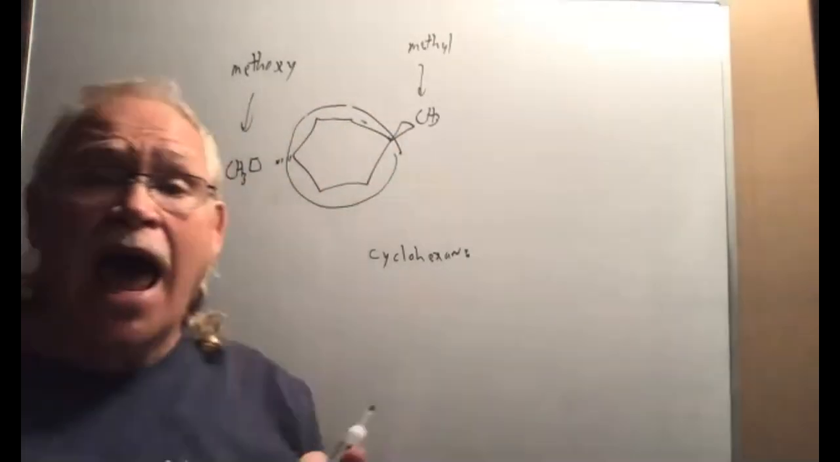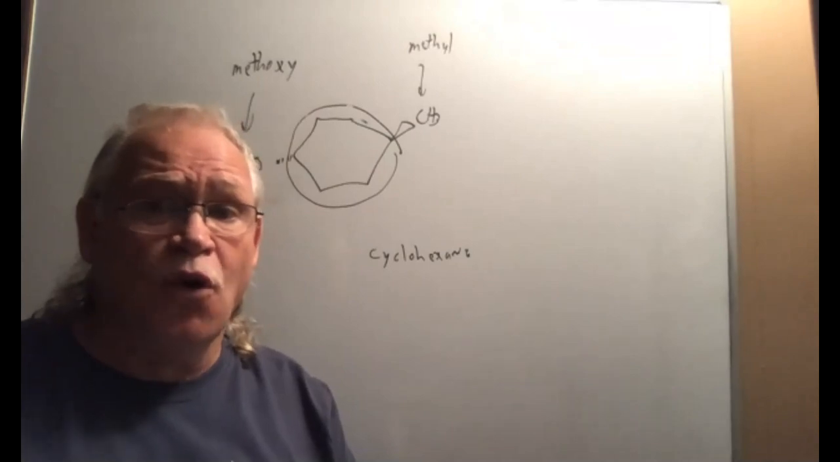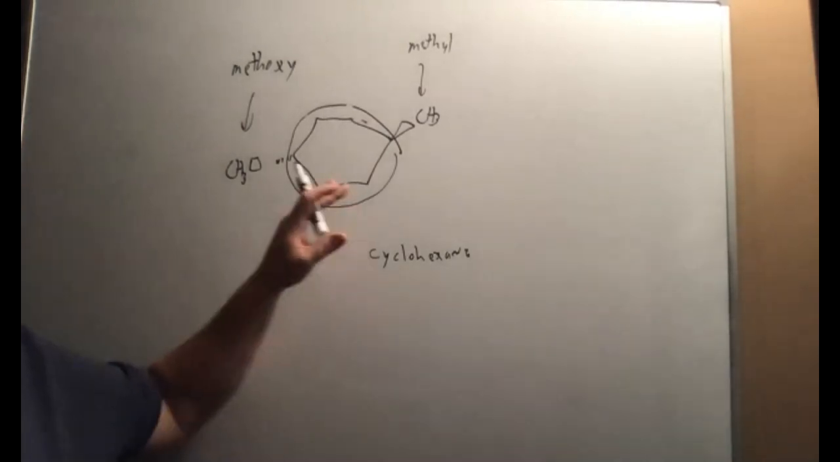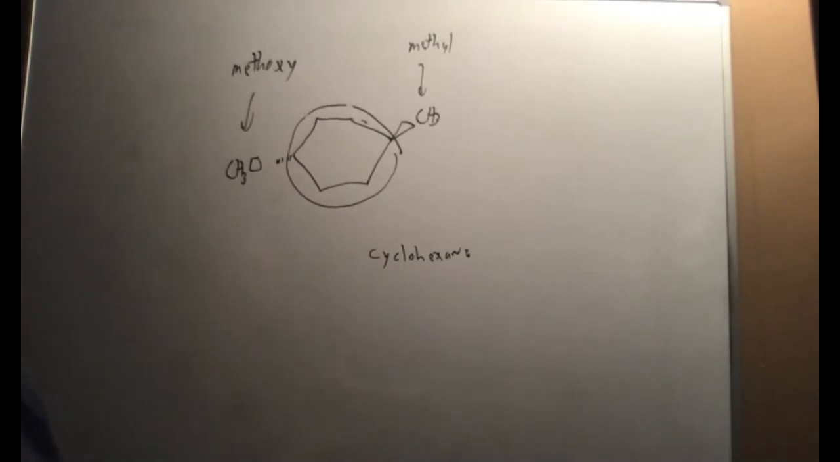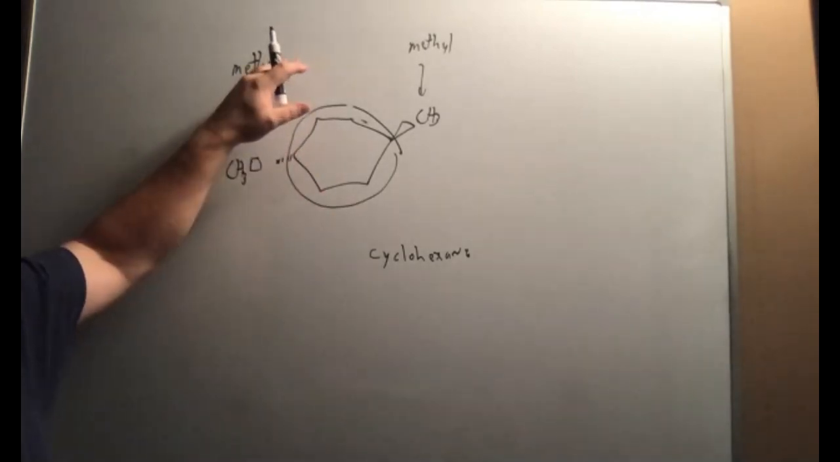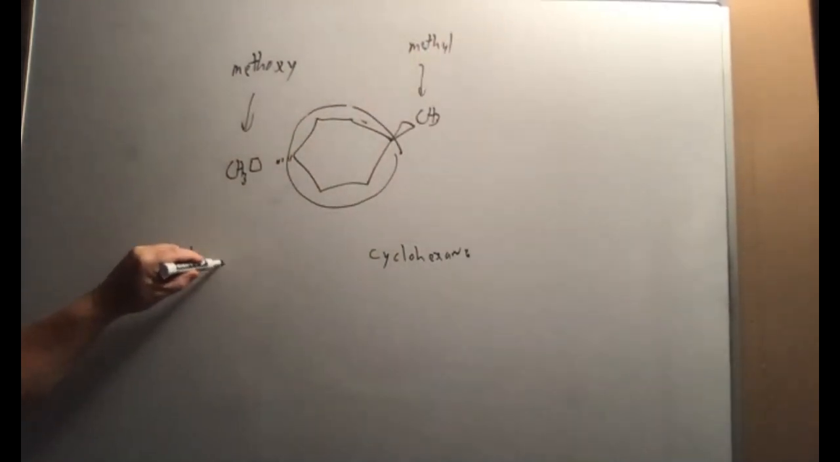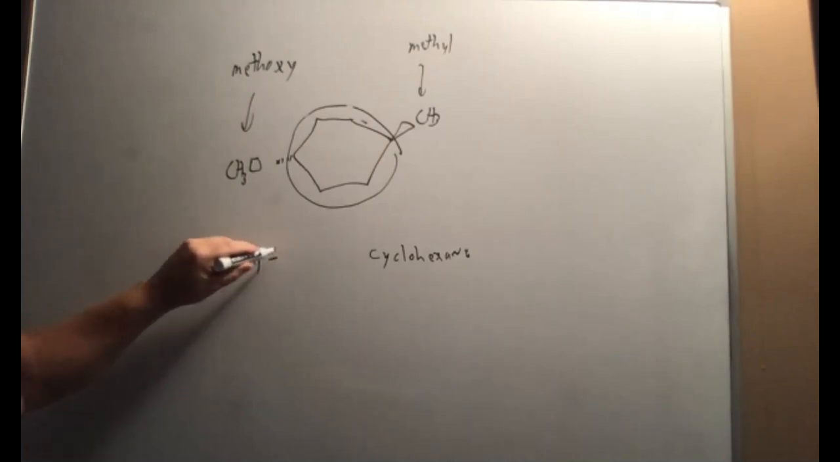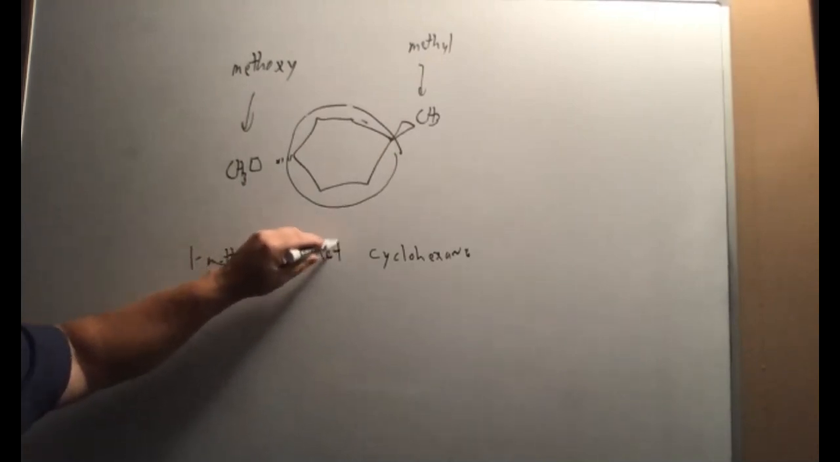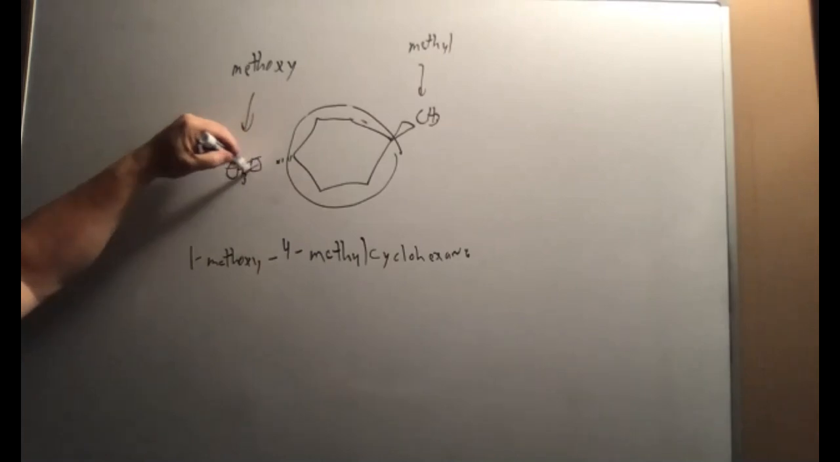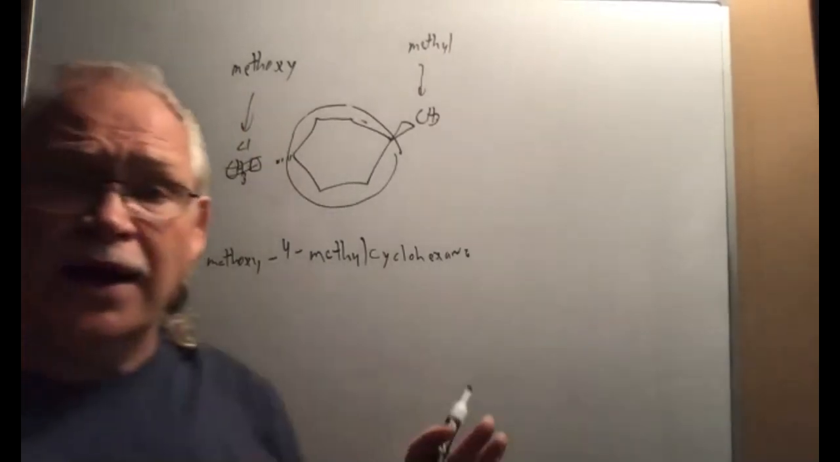So in this case, how do I know which one gets the 1 and which one gets the 4? We've done this before with all of our other compounds. Since the numbers are exactly the same, then what do I do? The one that's first in the alphabet gets the lower number. And who's first in the alphabet? Methoxy comes before methyl. So this would be 1-methoxy-4-methylcyclohexane. Again, no spaces. And again, if you have trouble with that, put a chloro on there and see how you would name it.